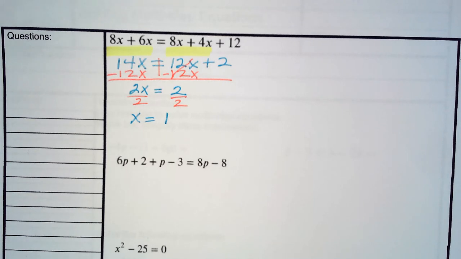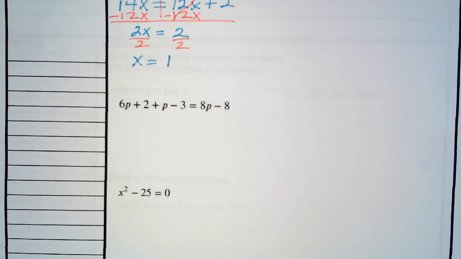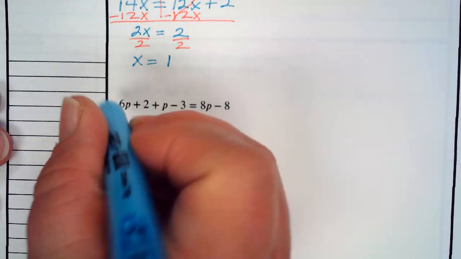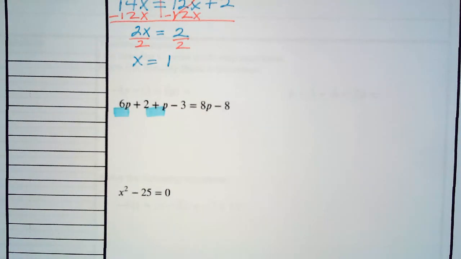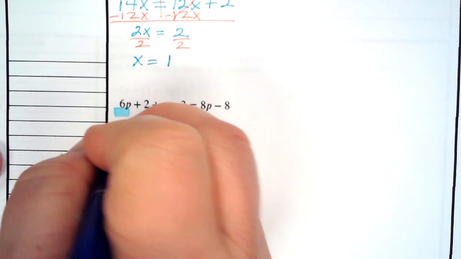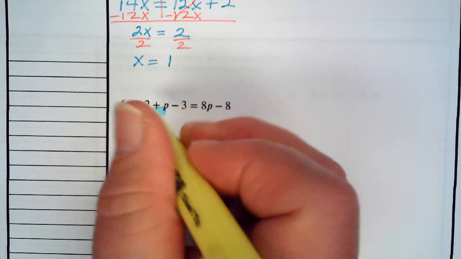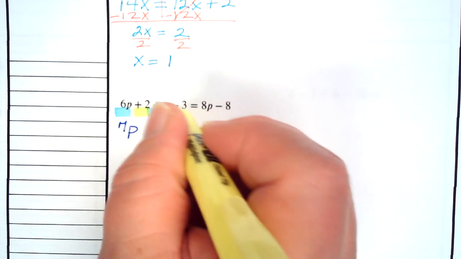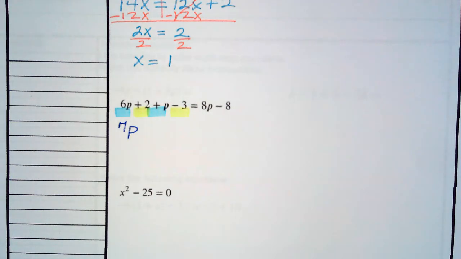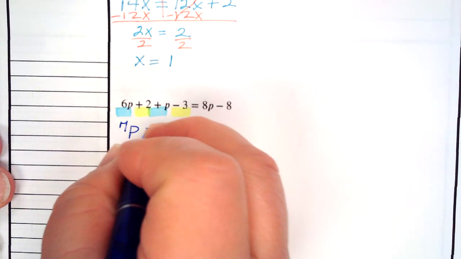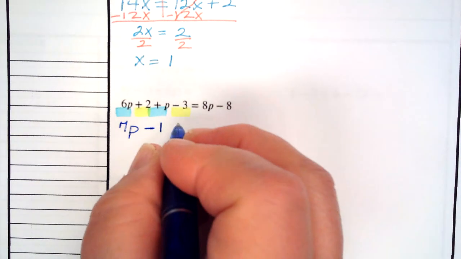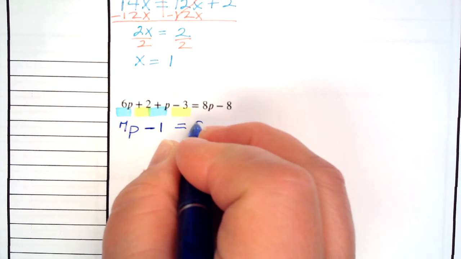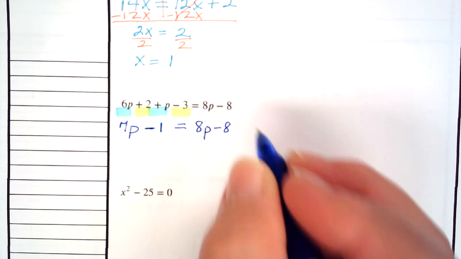Okay, for the next one, I've got 6p plus 1p. 6p plus 1p would be 7p. I have 2 minus 3. 2 minus 3 is -1. I've simplified on the left side of my equal sign. That's equal to 8p minus 8.